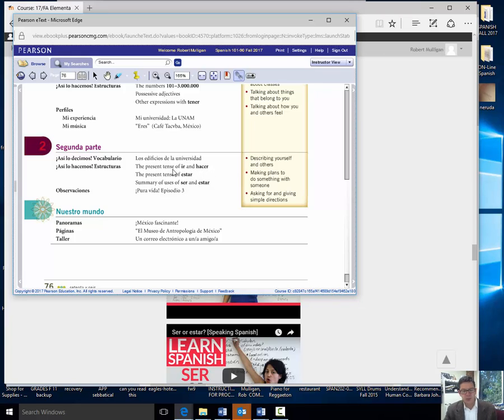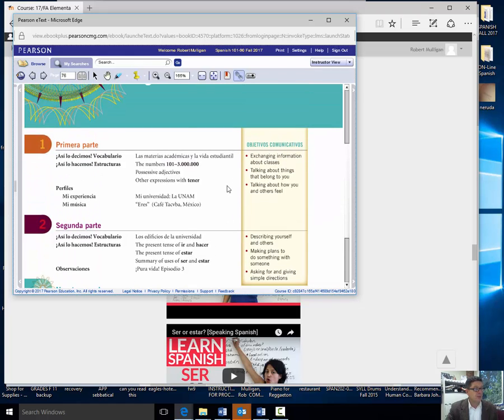And, as I warned you before, we're going to be talking about the verb estar. We have two verbs that mean to be. You've already learned ser. And now we're going to learn estar and how to differentiate those verbs and how to use them differently. So that's, in a nutshell, what we're going to be going over.